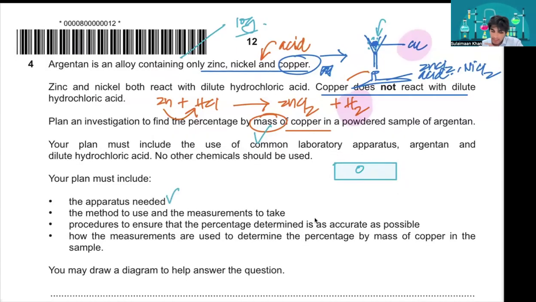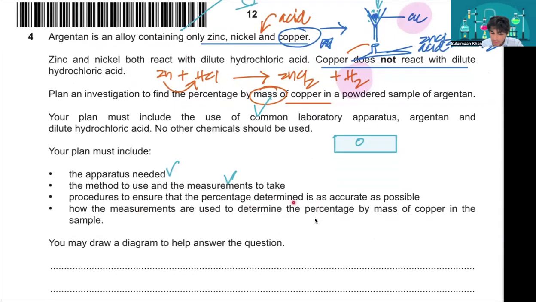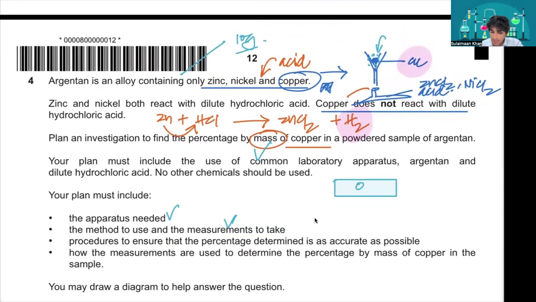We've already identified it. We're going to integrate it in an answer. Measurements to take, procedures to ensure that the percentage is as accurate as possible. You dry this beauty right here. And obviously, when you are adding the acid, you are going to keep on adding the acid until you see no more bubbles, to ensure that all the zinc and nickel have been used up.